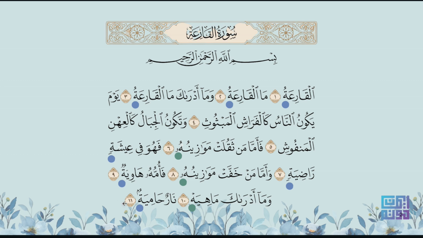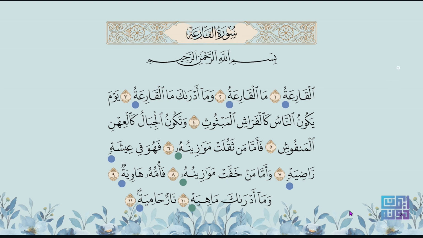The first thing we are going to have a look at is the endings of each ayah, and what is common in these endings. Let's have a look here. In ayah number 1, the word ends with a ta marbuta.